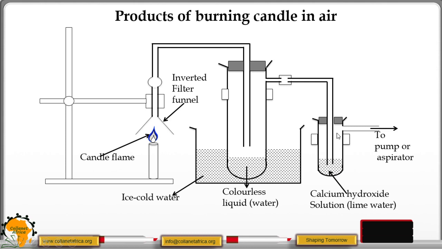Then the excess carbon dioxide is taken to a pump or an aspirator. You know that carbon dioxide is normally referred to as a greenhouse gas. We normally know that greenhouse gases are very harmful to our environment because they lead to global warming, and that's why it is taken to a pump or an aspirator, so it cannot be released into the air.